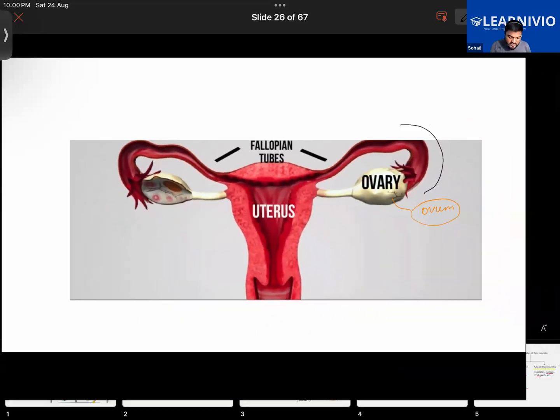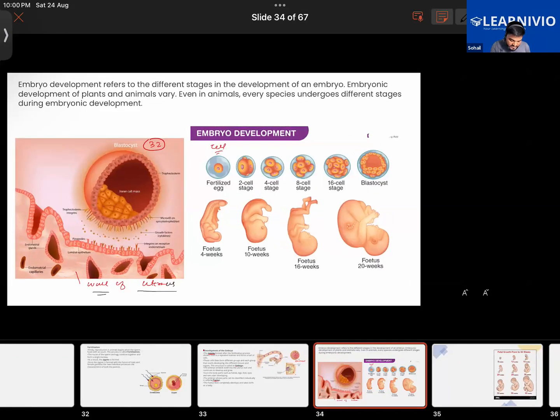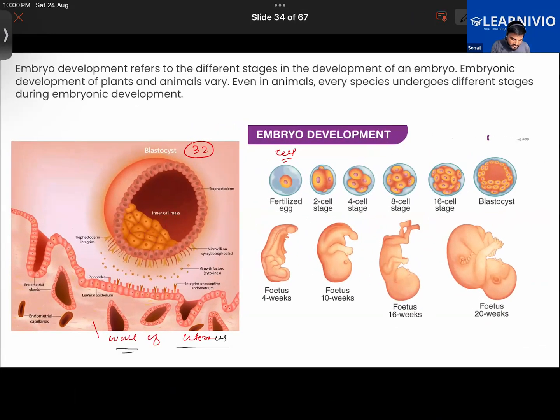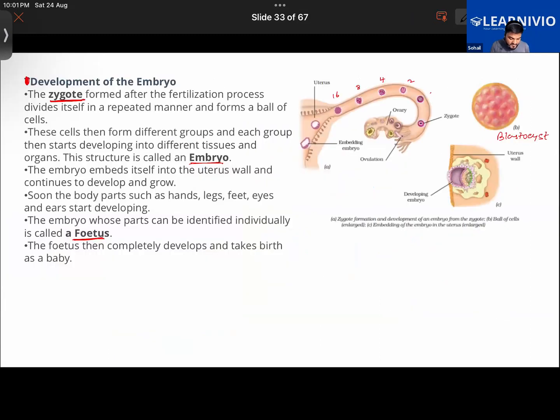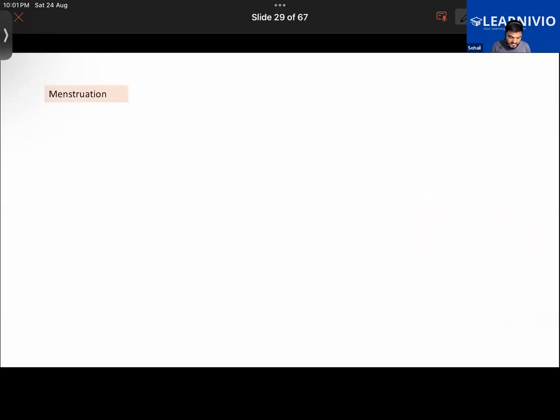But if the egg is not fertilized, what will happen? All this thickening, all this preparation done by the uterus will be a waste. It will basically die and fall off along with the dead ovum, because the ovum would not have been fertilized, so it will simply die. Is this much so far clear to everyone or not? Please let me know. Yes, sir.